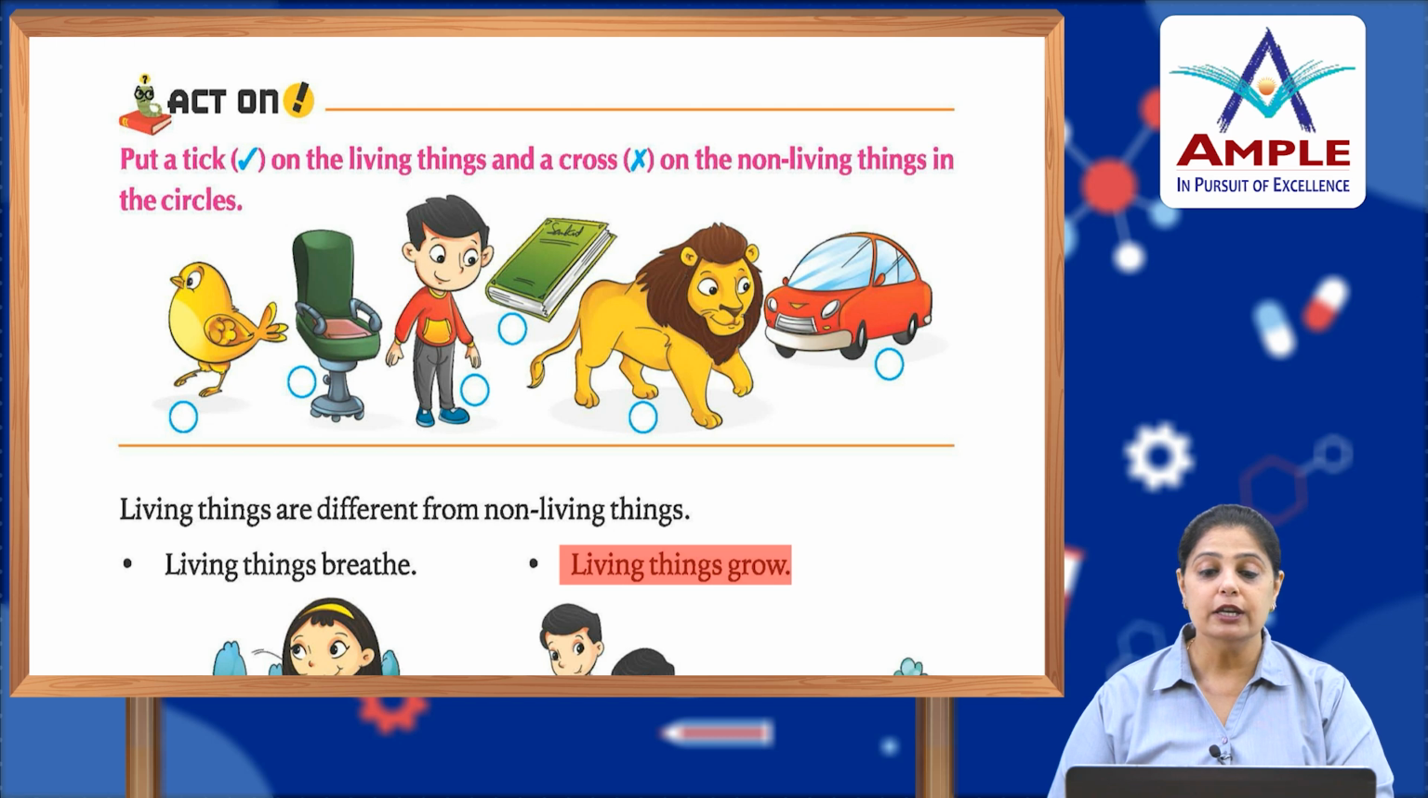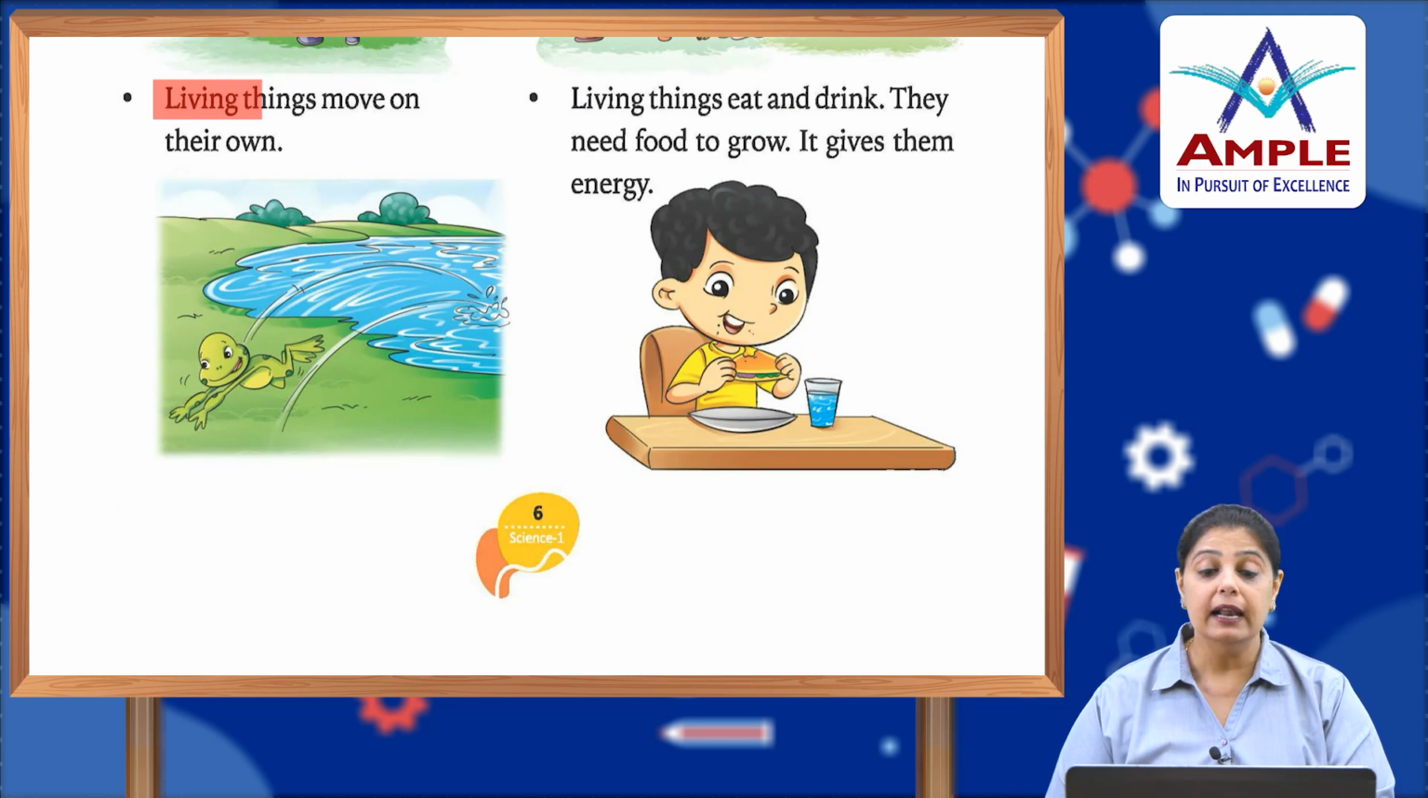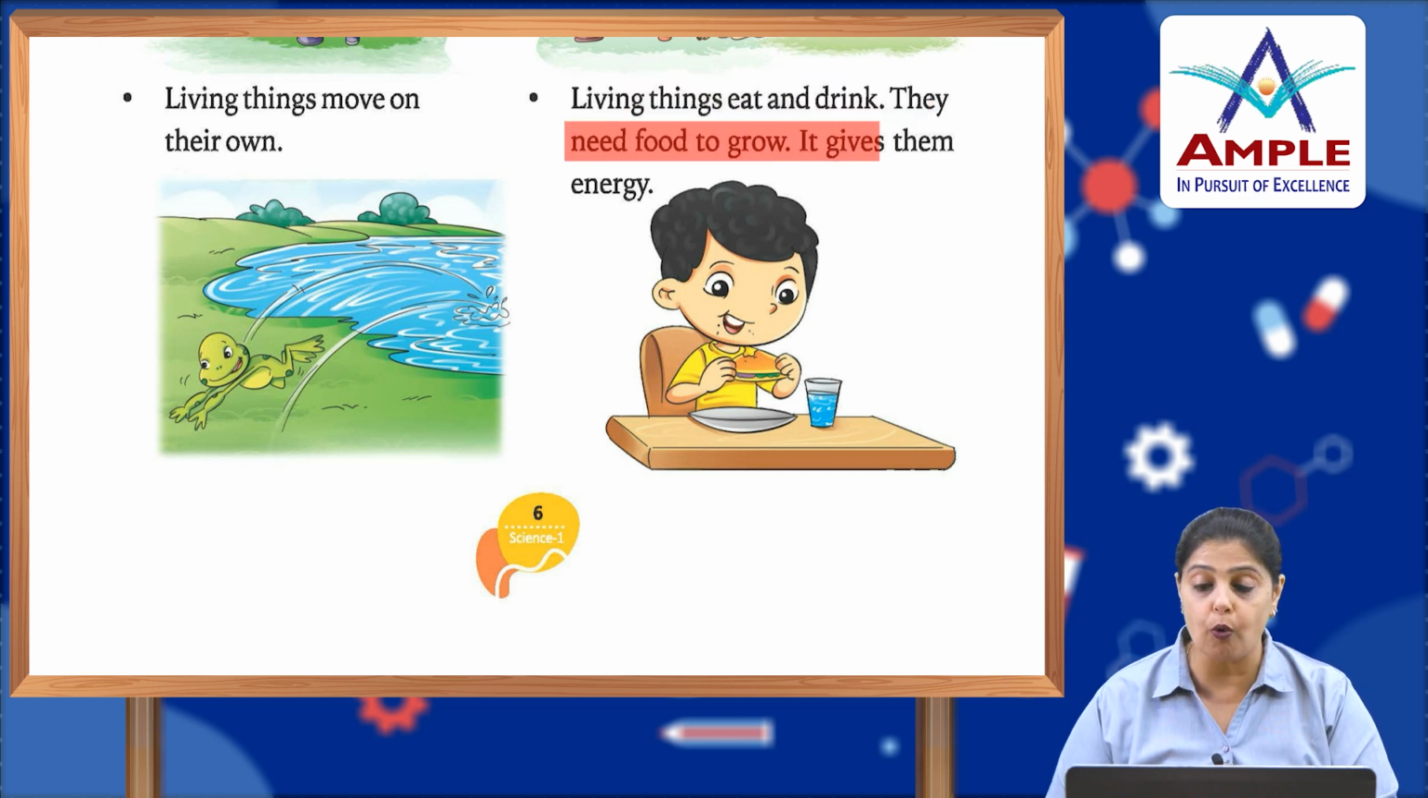All right. So these are certain characteristics of living things. There are more. Living things move on their own. Like we move on our own. We've seen birds, they fly on their own. At the same time, we've seen animals, they also walk on their own. Now, living things eat and drink. They need food to grow. It gives them energy, okay?